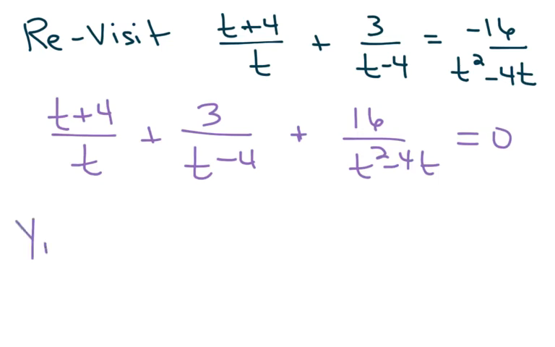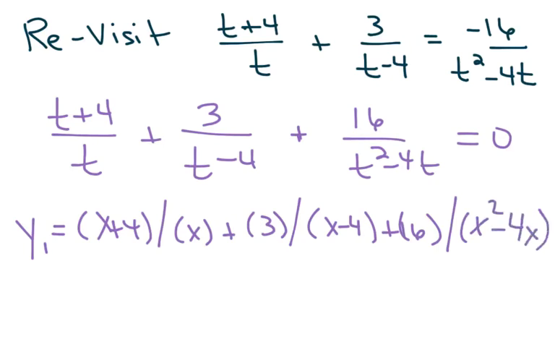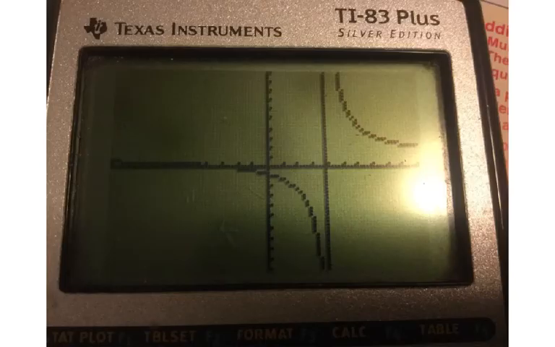All right, when you go put this in your calculator, well, I guess we're not going to put in t's. We're really going to put in (x plus 4) in parentheses divided by (x plus 3) divided by (x minus 4) plus 16 divided by (x squared minus 4x), and make sure y2 equals 0. And this is the graph you should see, minus that line.